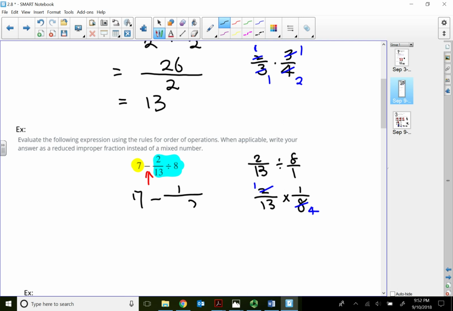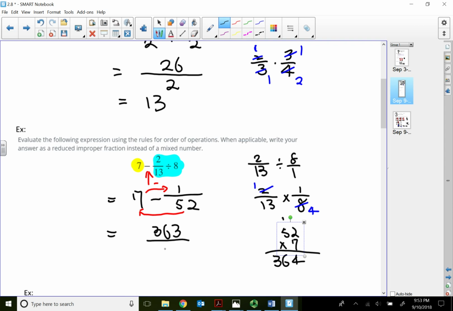4 times 3 is 12. 4 times 1 plus 1, we carry, is 5. Once again, we run into a whole number combined with a fraction. So what I can do is take my denominator times the whole number and then subtract the numerator. That will be 52 times 7, which is 14, carry 1. 35 plus 1 is 36. That's 364. Once I multiply, minus 1, 363 over 52.